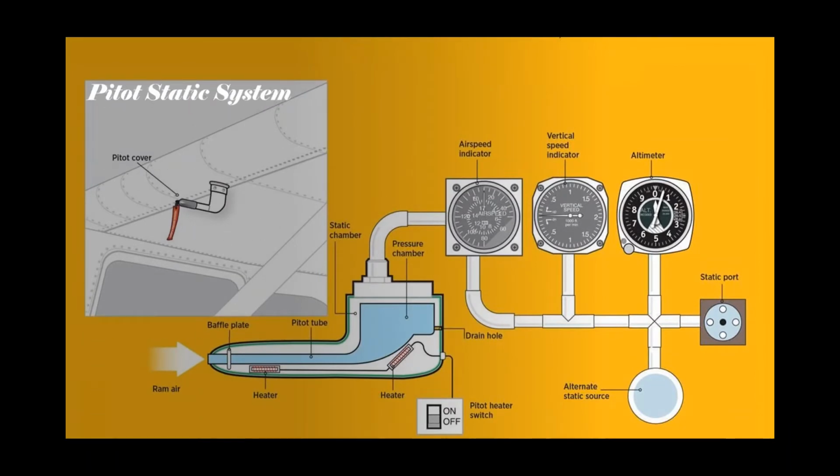This is your pitot-static system, and it consists of 3 instruments. You have your airspeed indicator, your vertical speed indicator, and your altimeter. All 3 are connected to the static port, but only the airspeed indicator is connected to the pitot tube. Your static tube allows for atmospheric pressure to equalize with changes in altitude.